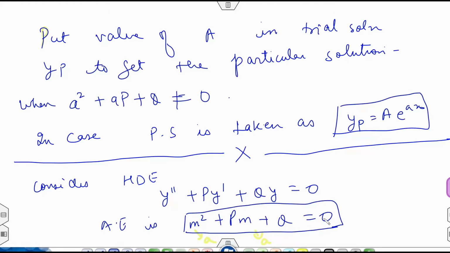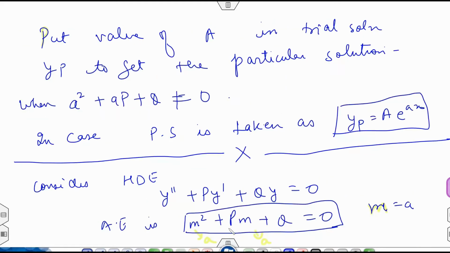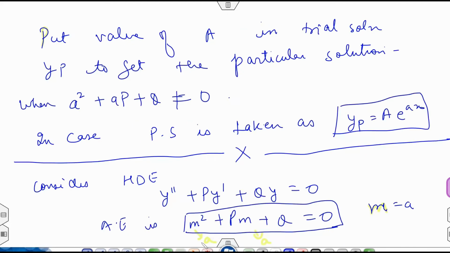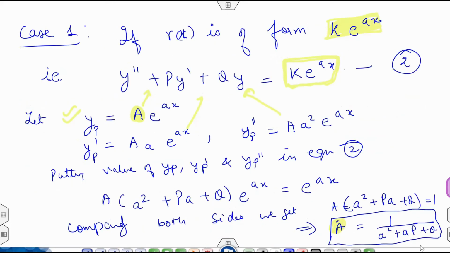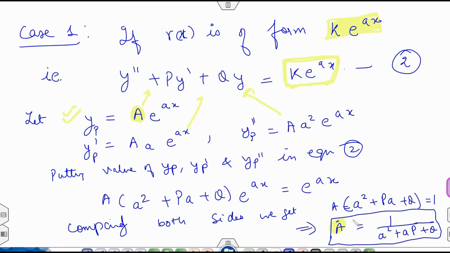If your value of m is equal to a, then it is equal to 0. So in this case you cannot determine your value a. You can clearly see that this equation is the same as this denominator. So if our auxiliary equation has a root equal to a, then there is a problem, then a will be undefined.